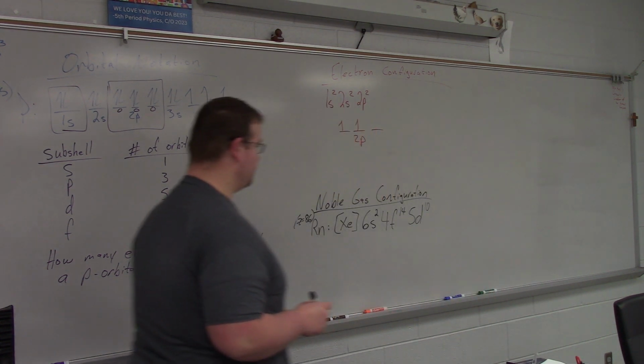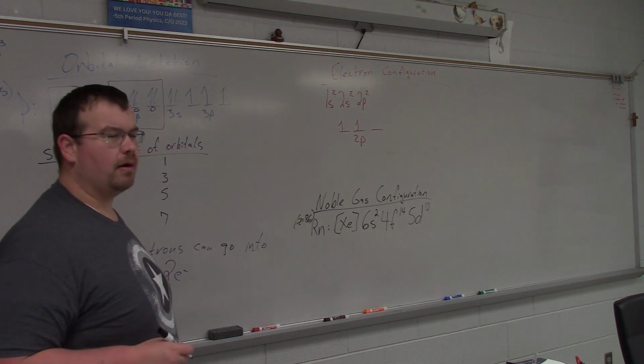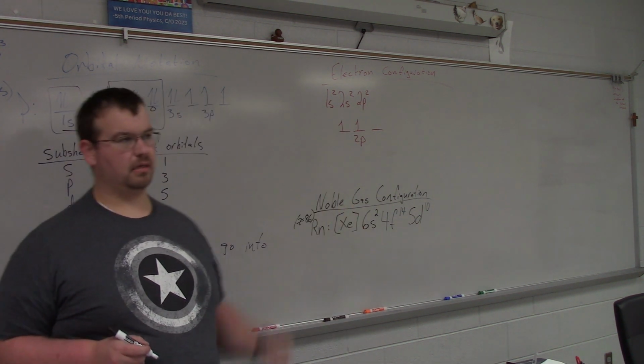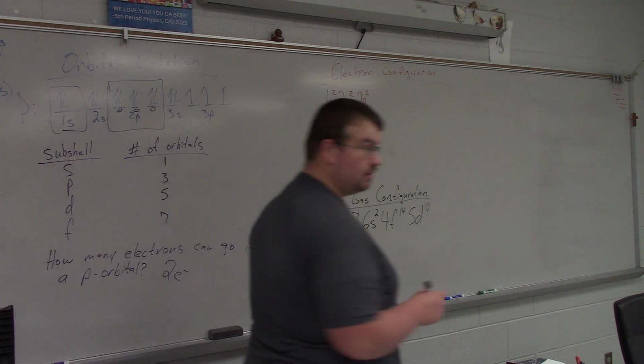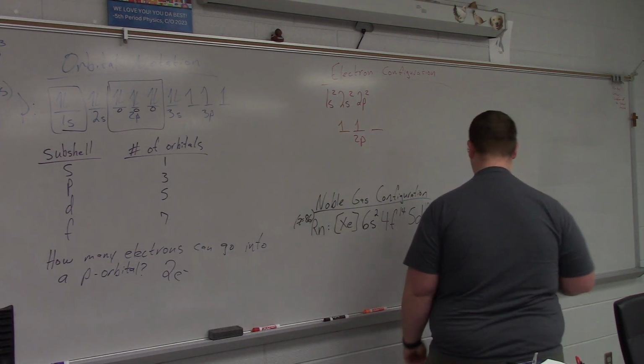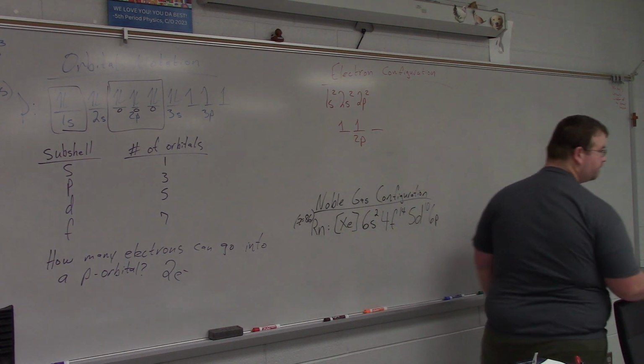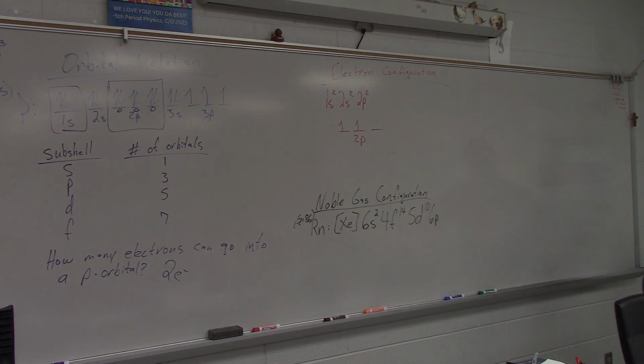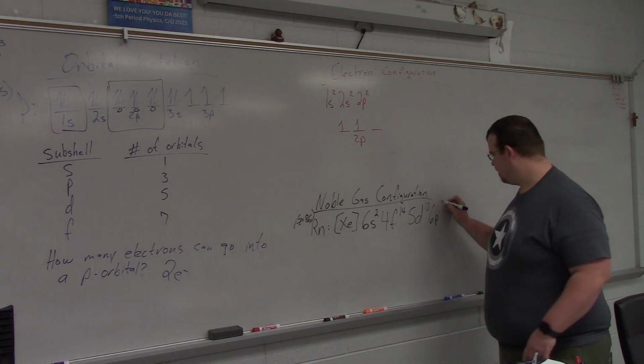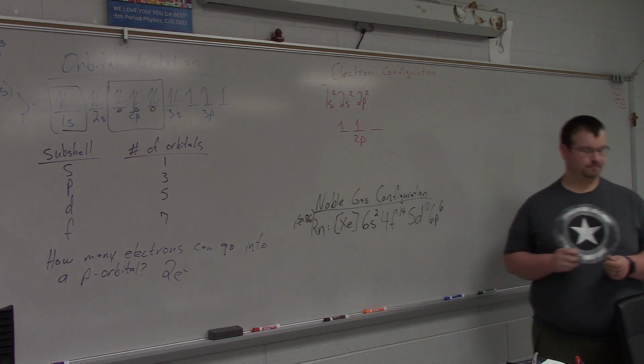Okay. Now from here, from 5D, where do we go? The P block. How far in the P? I already know. 6. So 6P6. That's the noble gas for radon.